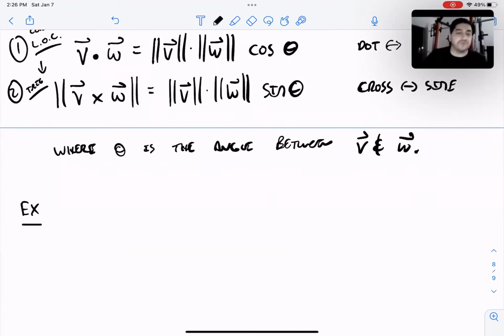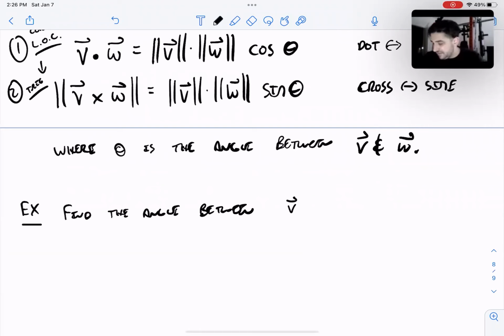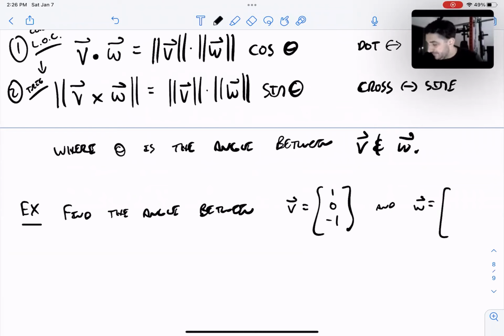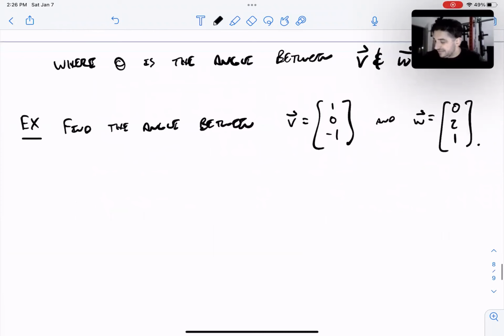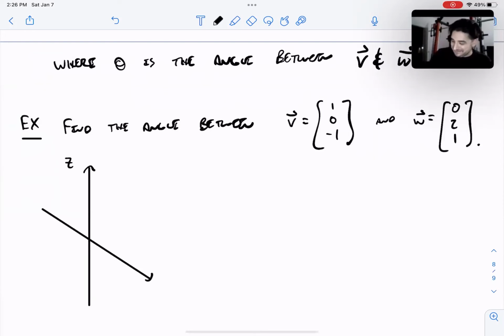This is great if you want to find the angle between two vectors in 3D. Let's say V is 1, 0, minus 1, and W is 0, 2, 1, right? It's very clear what is being asked of us, but this is a horrible question to answer if you don't have this dot product formula.